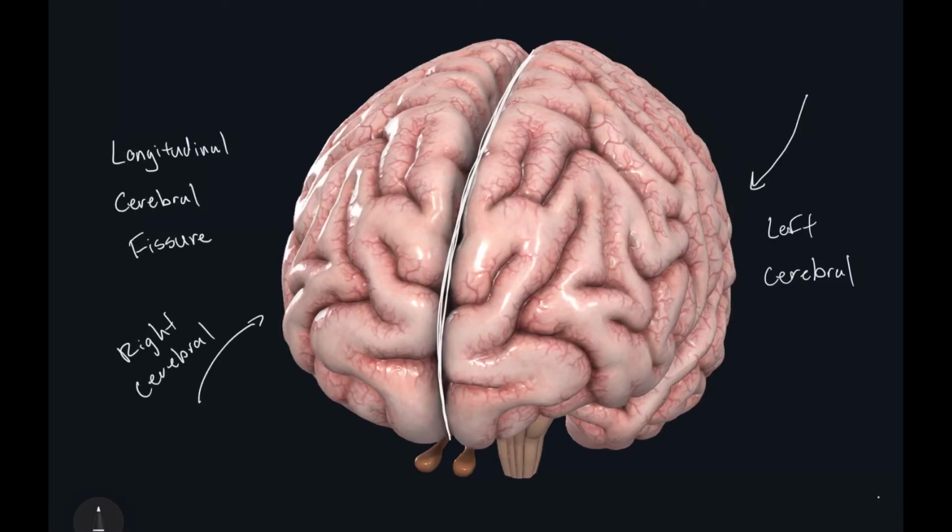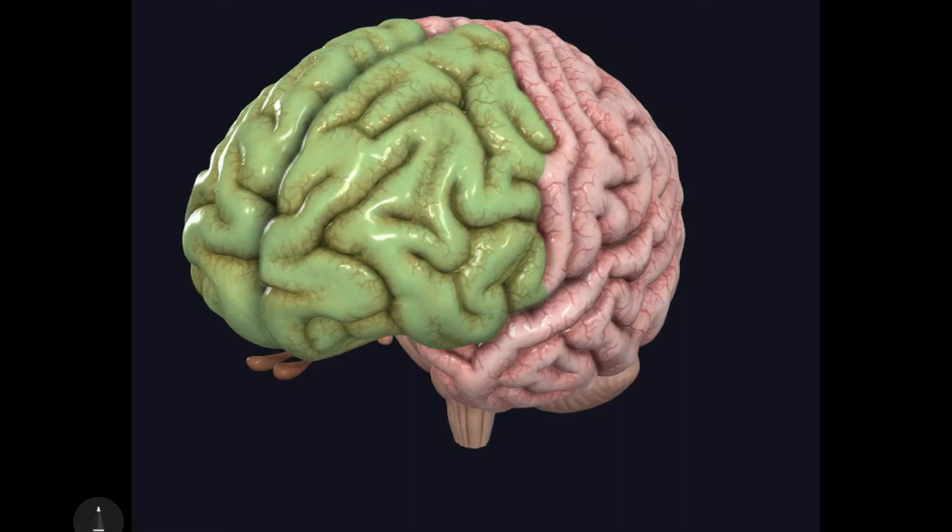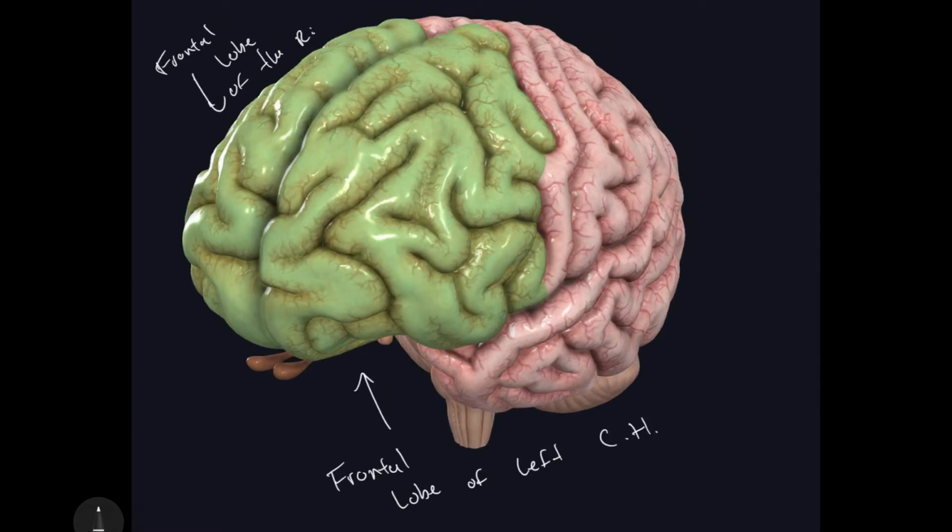Okay? Now, let's go ahead and learn the lobes found on the cerebrum. In this image, we have the frontal lobe highlighted in green. On this side of the image, we have the frontal lobe of the left cerebral hemisphere. And on this side is just the opposite, the frontal lobe of the right cerebral hemisphere. Okay? Make sure you parent it to the right and left cerebral hemispheres.